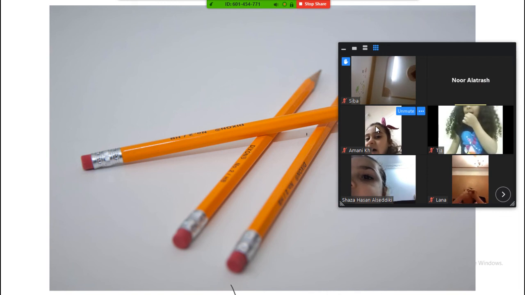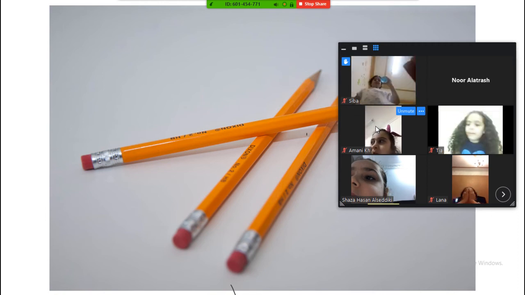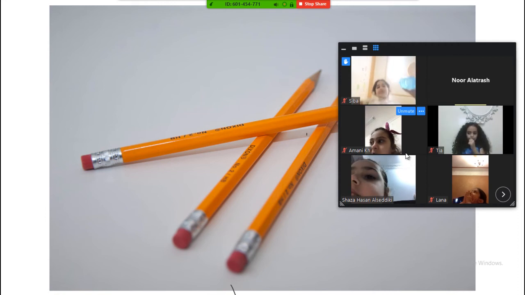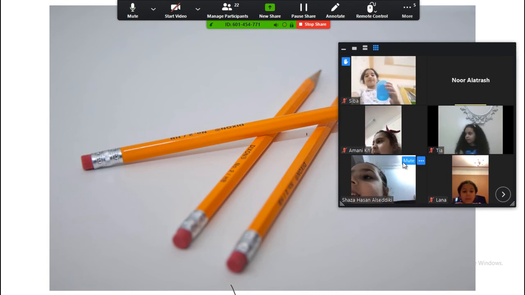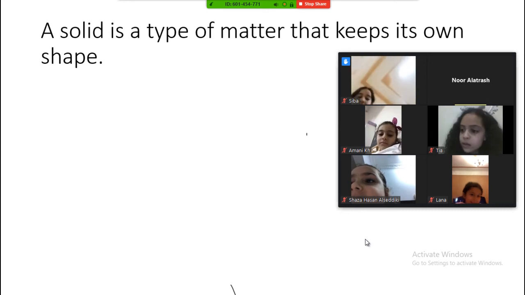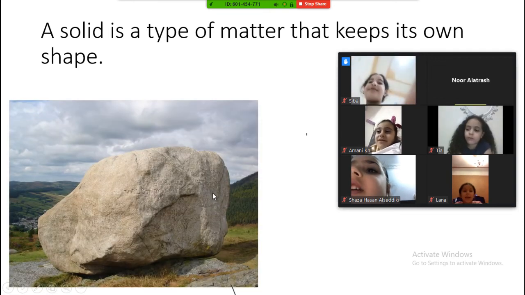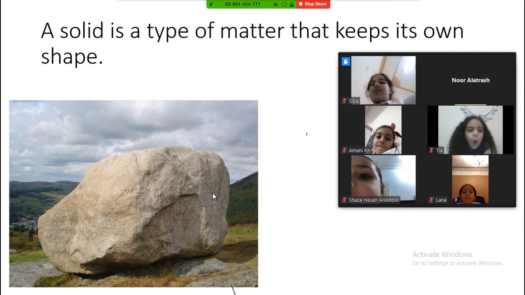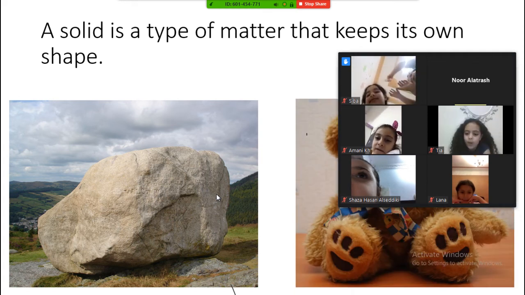But let me ask you a question. If you break the pencil in half, can you change it? Yes. Wonderful. You remember breaking, bending, folding, it can change some objects. Now, a solid is a type of matter that keeps its own shape. Some solids are hard and some solids are soft. But still, even the teddy bear is a solid because it can keep its own shape.